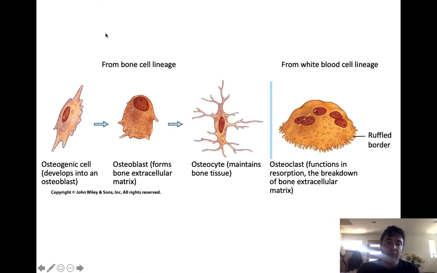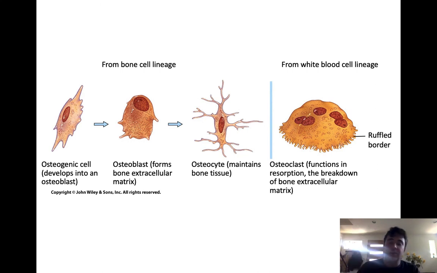So when you think about it, from the bone cell lineage, you have an osteogenic cell. It's triggered for whatever reason. It matures into an osteoblast. Osteoblasts start making new bone. Once the osteoblast becomes completely surrounded by bone, it changes physically and metabolically to form an osteocyte. Osteocytes are mature bone cells that maintain the pre-existing bone tissue. Osteoclasts are these gigantic, multinucleated cells. They look like Roomba vacuum cleaners, and they go around and just break bone down.